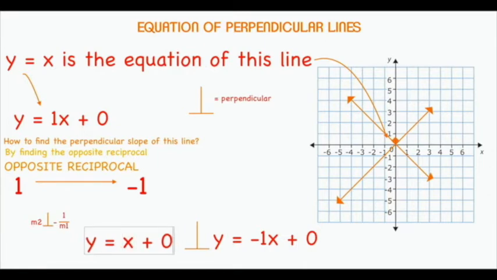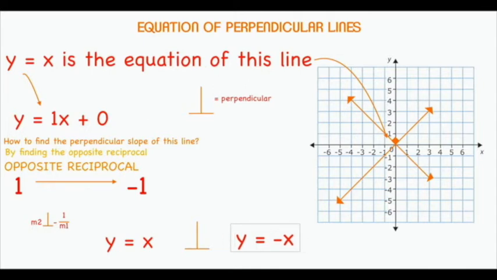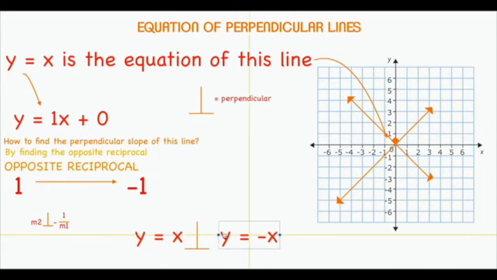And in the equation of perpendicular line, we only change the slope from the original slope to the original slope's opposite reciprocal, and use the same y-intercept. And after this part, there will be two example problems finding the equation of a perpendicular line.